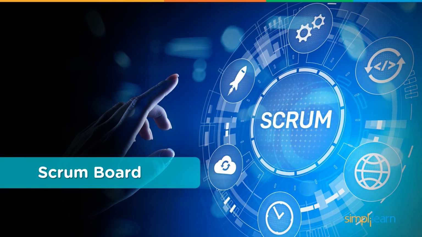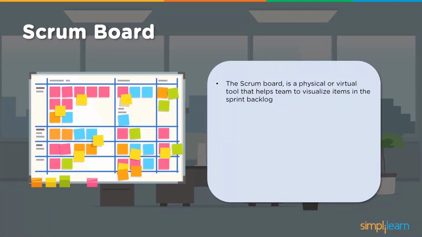Then there is something called Scrum Board, which is used during this flow of Scrum, right from product backlog to the creation of that increment. So let us look at what a Scrum Board is. A Scrum Board is a physical or virtual tool that helps the team visualize items in the sprint backlog. It helps in tracking what is being delivered, what is in progress, and what needs to be delivered further.